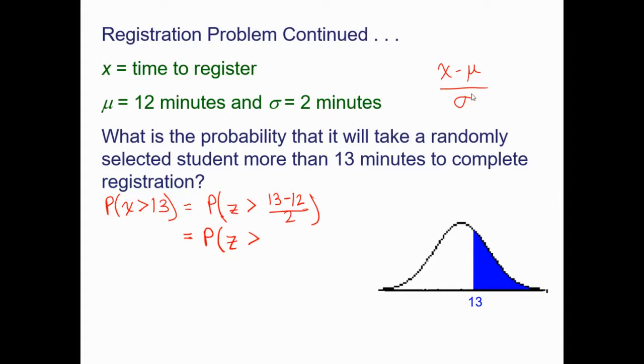Okay, so what do we get for our standardized value? 0.5. So we want the probability that z is greater than 0.5. Now, does my chart give me that? It gives me less than 0.5, so that means I'll have to subtract that value from 1.